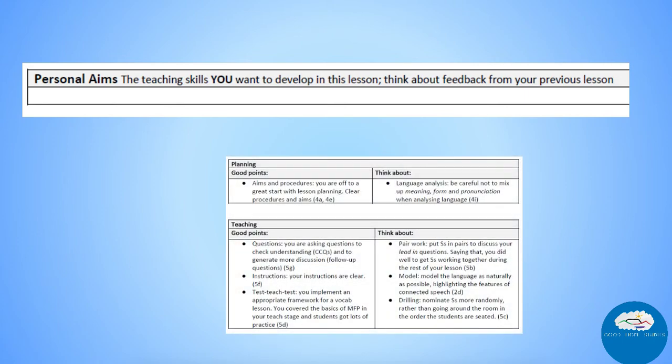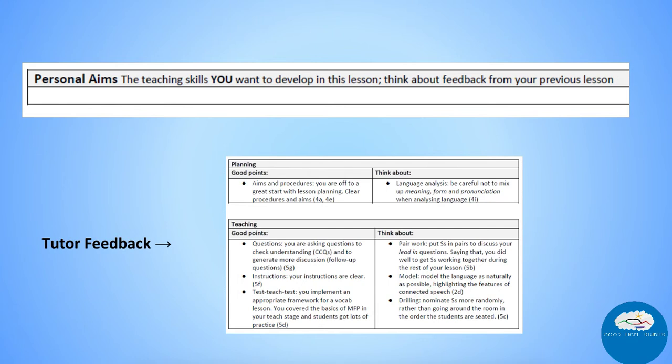But from your second lesson, you will get some feedback from your tutor. So here's an example of tutor feedback. So we'll give you feedback on your planning, what went well with your planning, the good points, and then something to think about. And then we'll give you some feedback on your teaching.